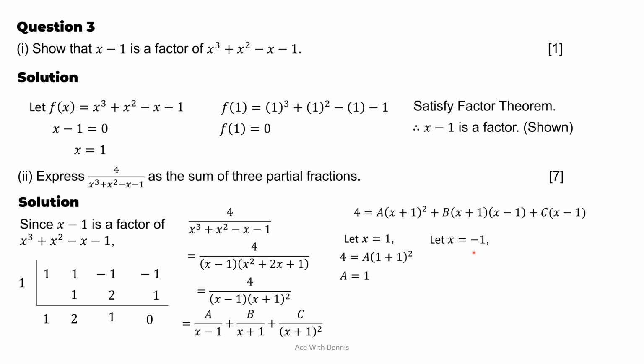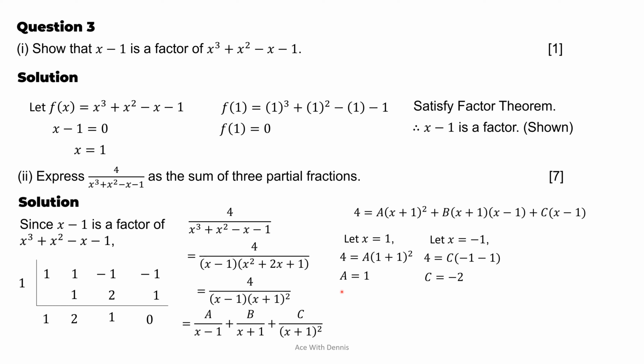Next, I let x go to negative 1 because when x is negative 1, the b will be eliminated. Because here minus 1 plus 1 is 0, so the whole term will be 0. Then it becomes 4 equals c times negative 1 minus 1. I forgot to mention that when x goes to negative 1, a is also eliminated because here minus 1 plus 1 is 0. Then we can find the value of c, which is c equals negative 2.